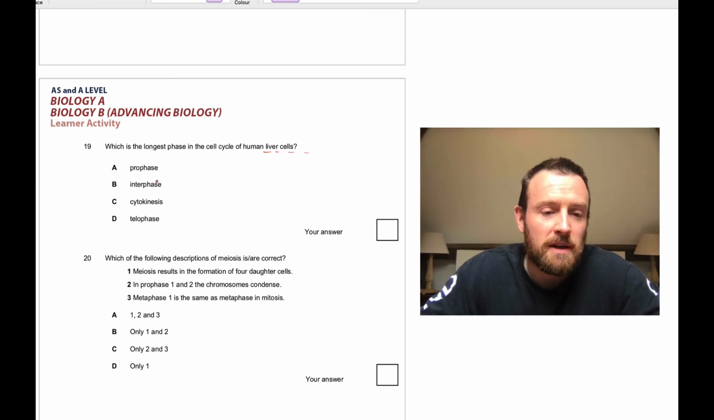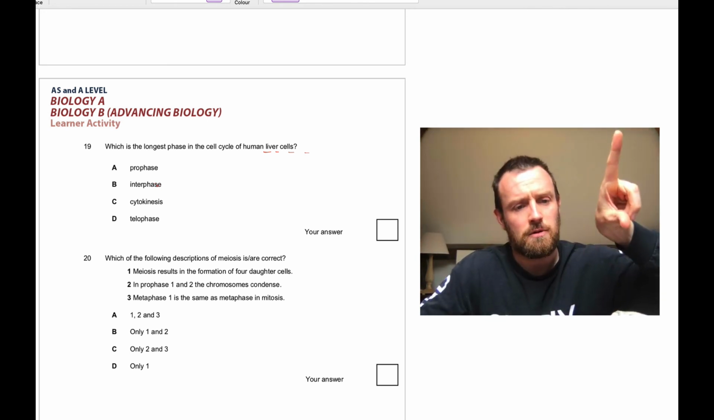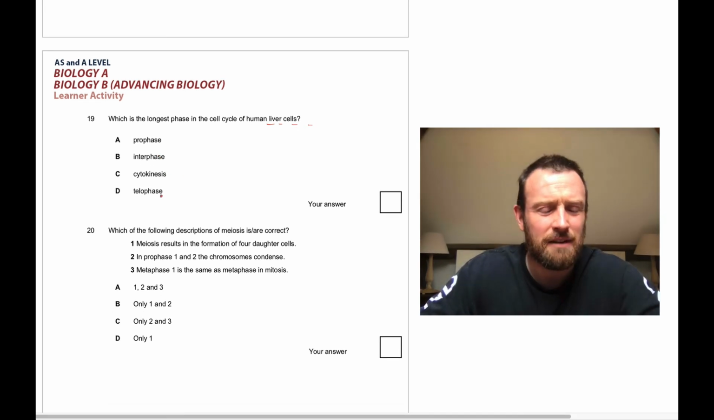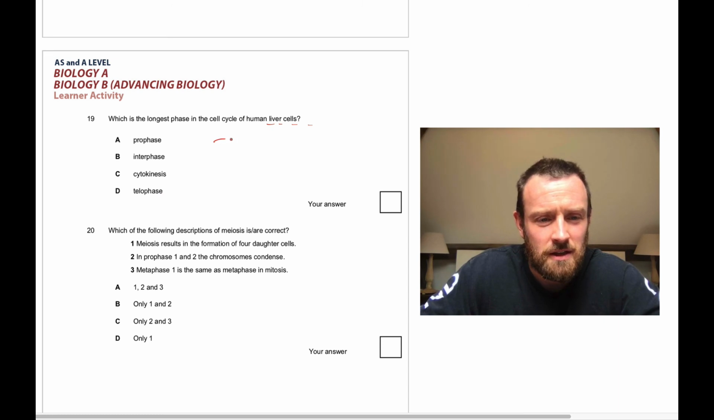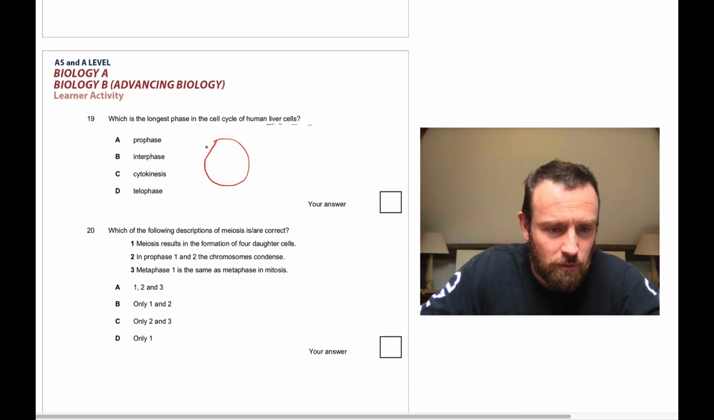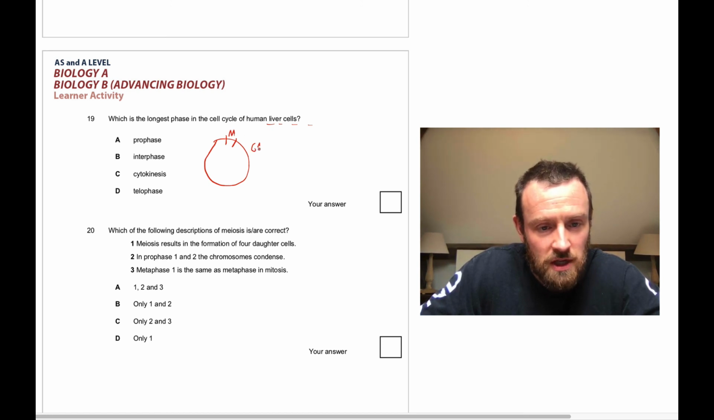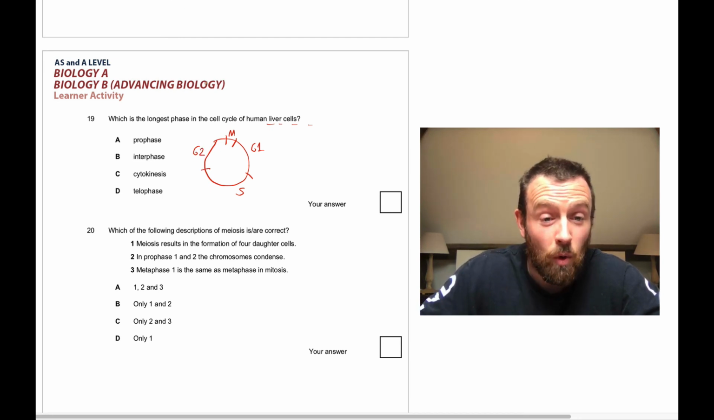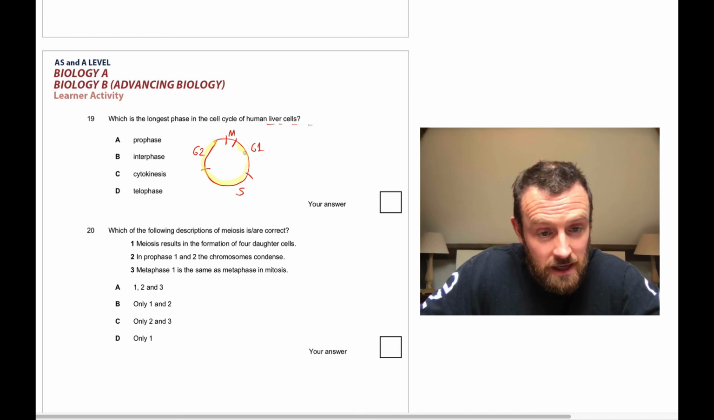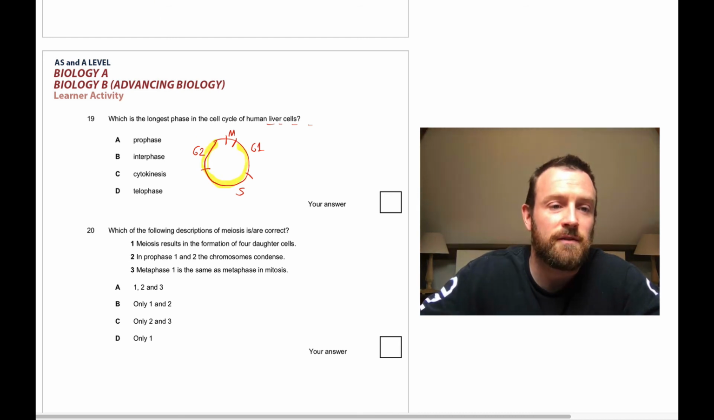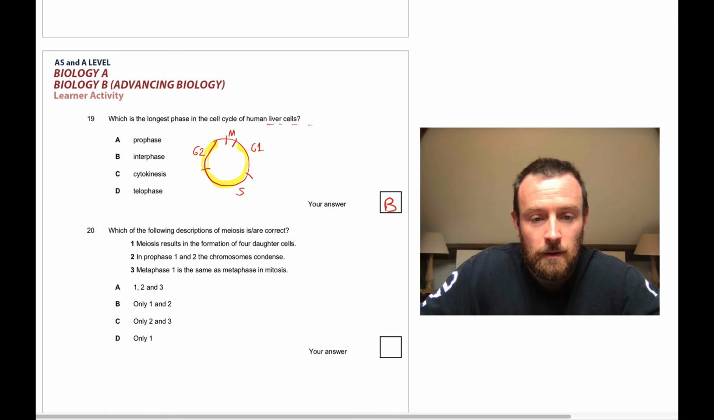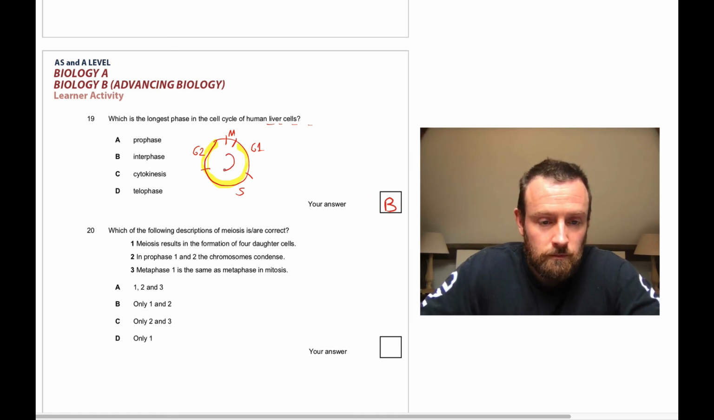Well, prophase is part of mitosis. Interphase is the whole rest of the cycle. Cytokinesis is just a tiny little bit, and telophase is part of the mitosis. You've got to remember this cell cycle diagram that we're familiar with, where mitosis is just up here, then we've got G1, and then we've got S about here, and then we've got G2. So interphase, remember, is all of this bit. So that's definitely the longest phase. So it's B. Just drawing that. There we go.